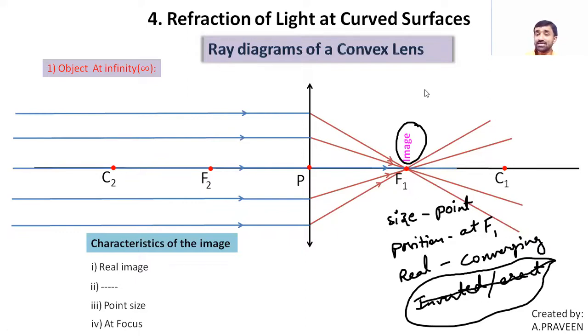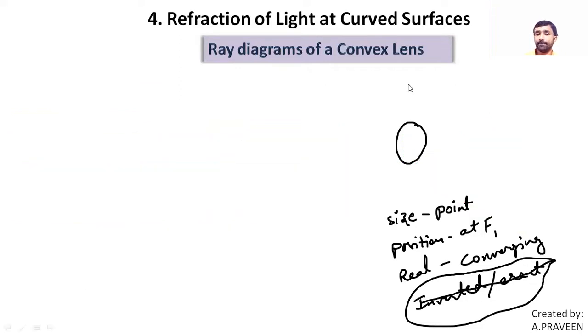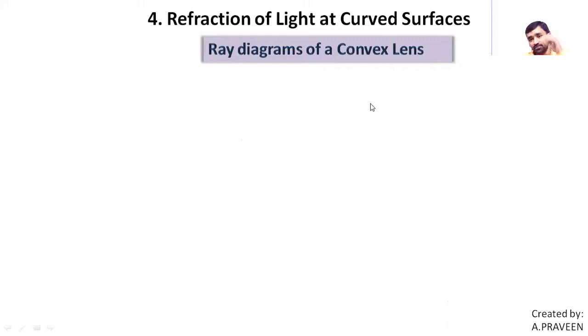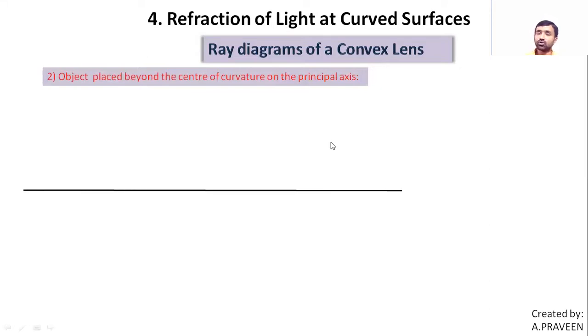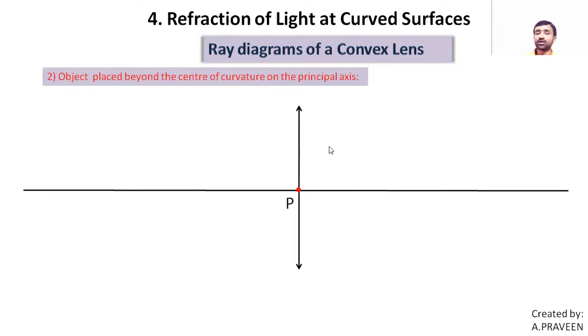Then we'll go for the second possible position. What is the second position? It is beyond the center of curvature. So draw the principal axis first, identify its pole, then draw the respective lens, identify its focal points and centers of curvature, then show your object on the principal axis.